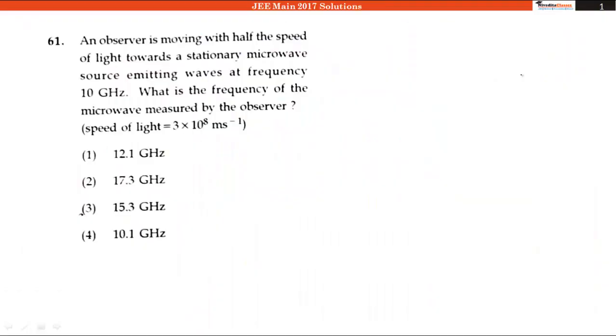What our question says is that an observer is moving with half the speed of light towards a stationary microwave source. In this case, our source is at rest, it is stationary, and our observer is moving towards the source at a speed which is half of the speed of light. Now the source is emitting waves at a frequency Fs, which is 10 gigahertz. What is the frequency of the microwave measured by the observer?